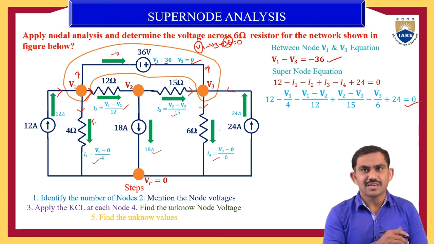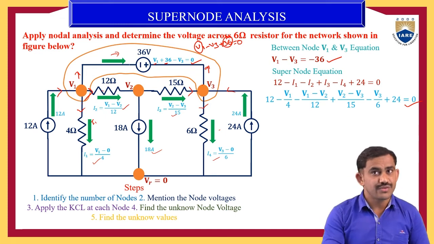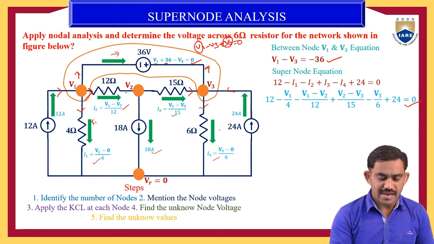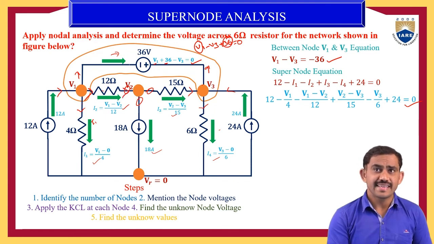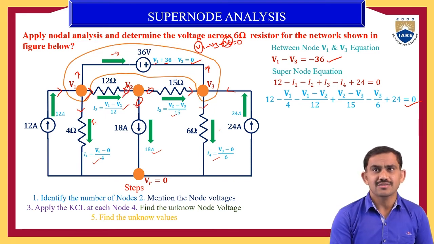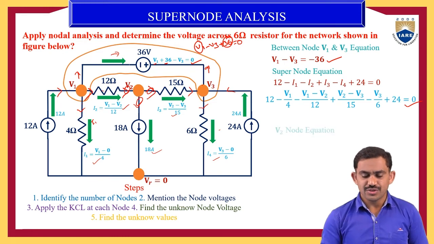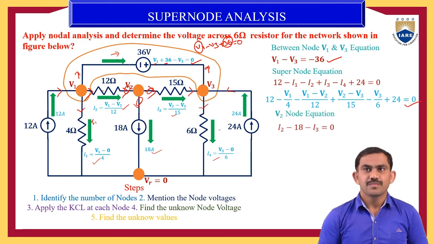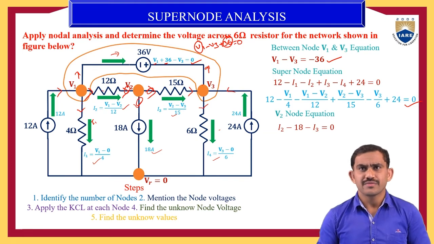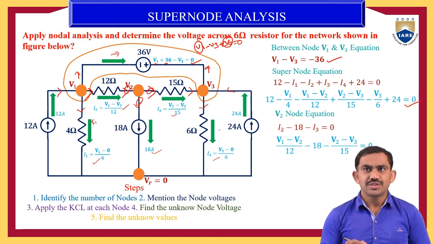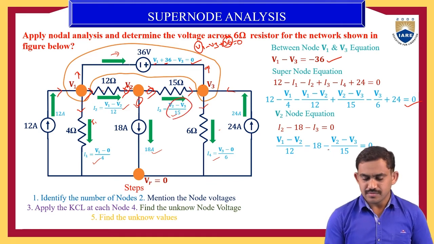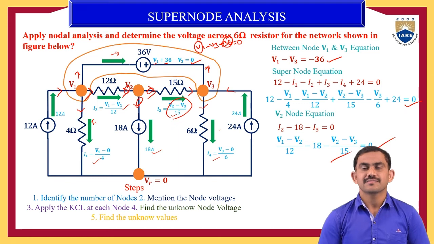Then go for V2. V1 and V3 are both completed in the super node. At V2, how many currents do we have? 1, 2, 3, so 3 currents. I2 is incoming and 18 amps is outgoing. I3 is also outgoing. So at the V2 node we have I2 minus 18, where 18 is an outgoing current, and I3 also outgoing current, equal to 0. Substitute those values: I2 is V1 minus V2 by 12, minus 18 as it is, then minus V2 minus V3 by 15. So these are the equations.